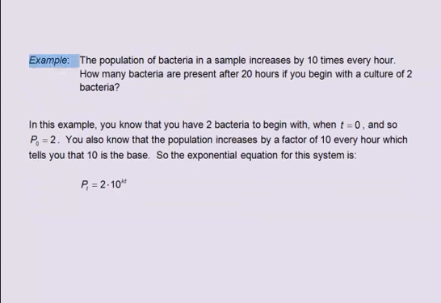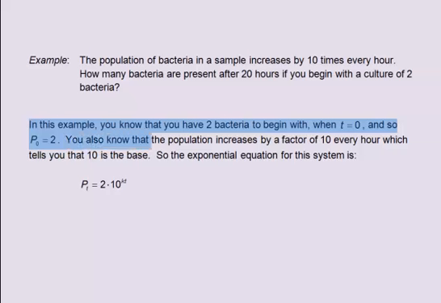Example. The population of bacteria in a sample increases by 10 times every hour. How many bacteria are present after 20 hours if you begin with a culture of 2 bacteria? In this example, you know that you have 2 bacteria to begin with when t equals 0, and so P(0) equals 2. Your population at time 0 is 2.